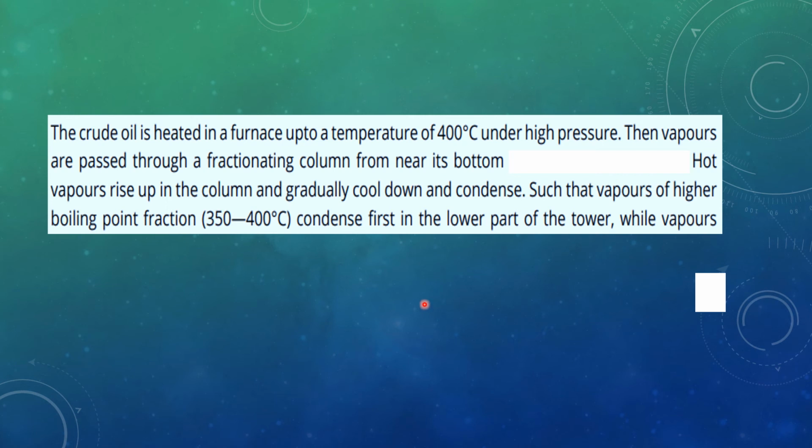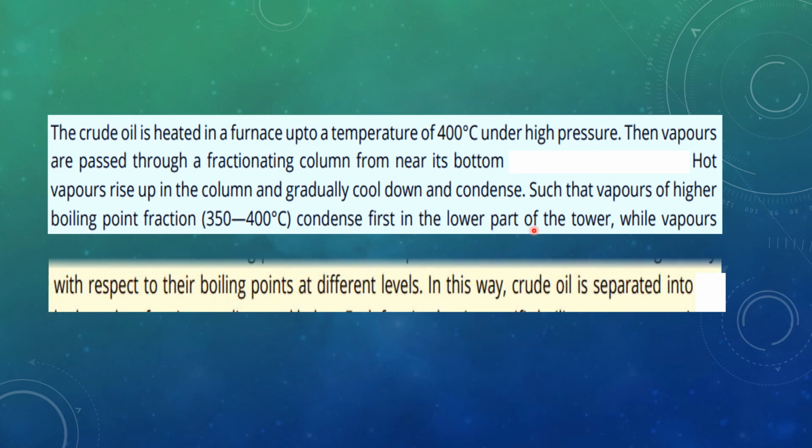So what happens in this fractionating tower? The crude oil is heated in the furnace to a temperature of 400 to 600 degrees centigrade. This oil is heated, and then vapors of it are passed through the fractionating column. And what happens in this column? Hot vapors rise up in the column and cool down and condense, such that vapors of higher boiling point condense first, and the vapors of lower boiling point condense after that.